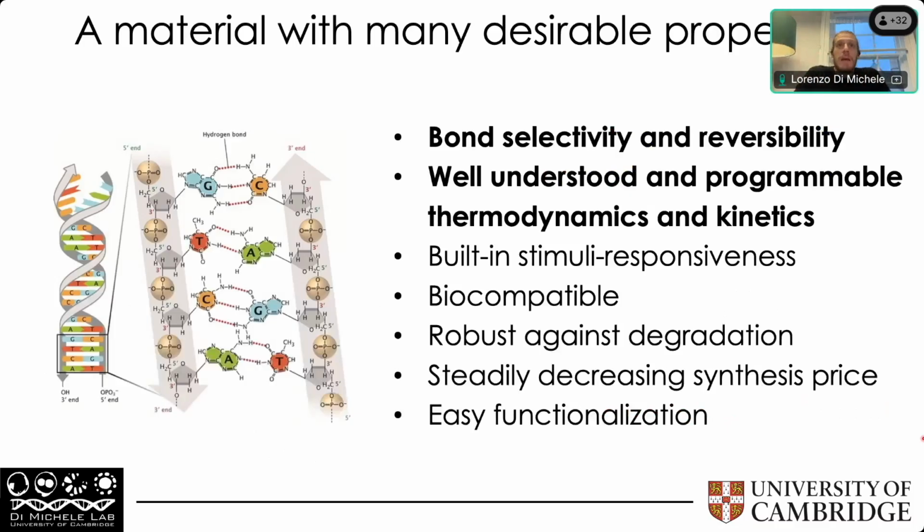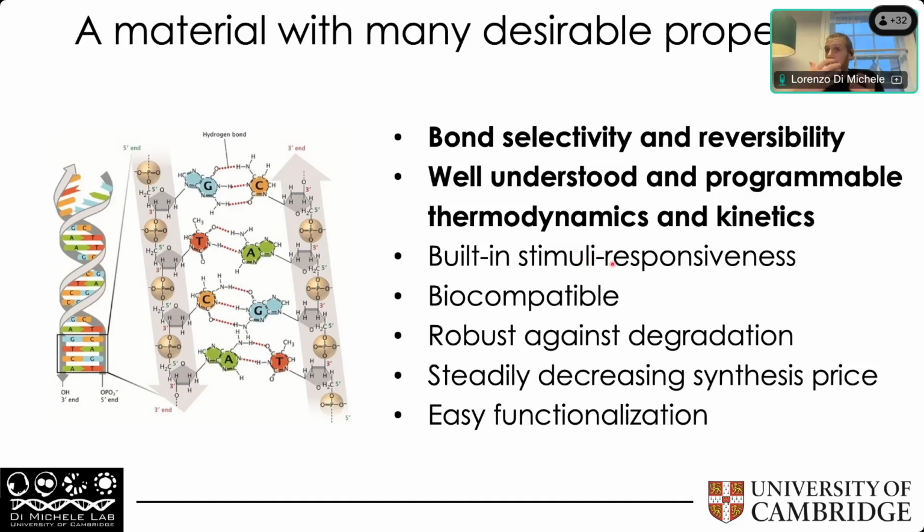So to summarize, DNA has many interesting properties from a chemical point of view and from a physical point of view that make it an excellent material for constructing things at the nanoscale. So DNA has bond selectivity. We explained what this means, that these bonds are reversible. That means that you can undo DNA bonds and make them reform if you change temperature. And this allows us to actually anneal our DNA nanostructures by weakening the interactions and then making them stronger such that they fold into the shapes that we want. DNA has very well understood and programmable thermodynamics and kinetics.